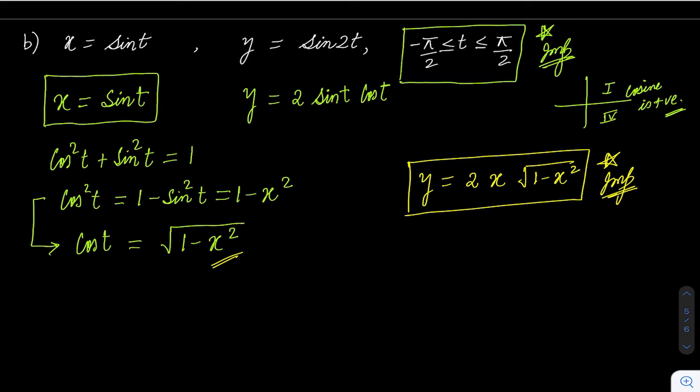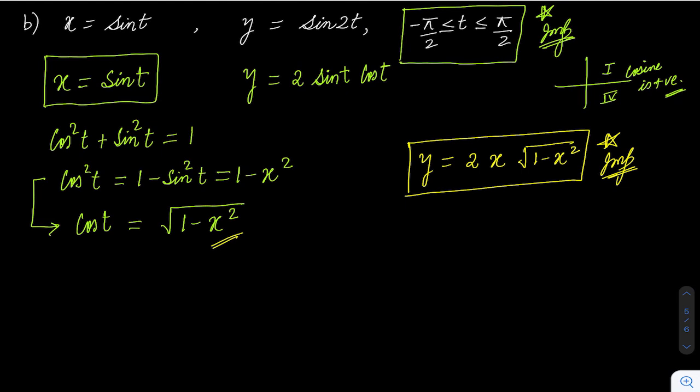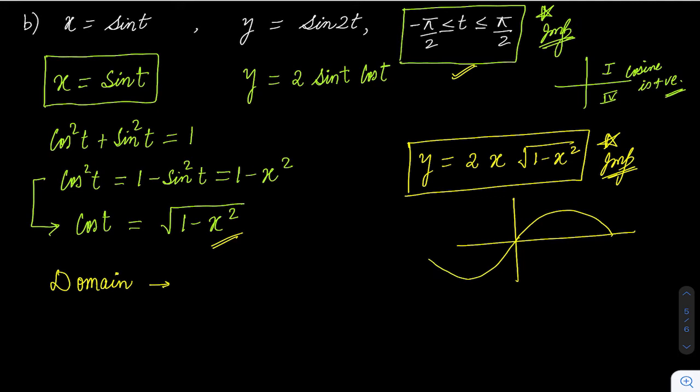Okay, second question is the domain and range. So domain is easy because domain is range of x, that is sine t. So range of sine t is minus 1 to 1, right? In this interval, minus 90 to 90. Or if you are having some problem, what you can do is simply just draw the graph. So this is my sine graph.